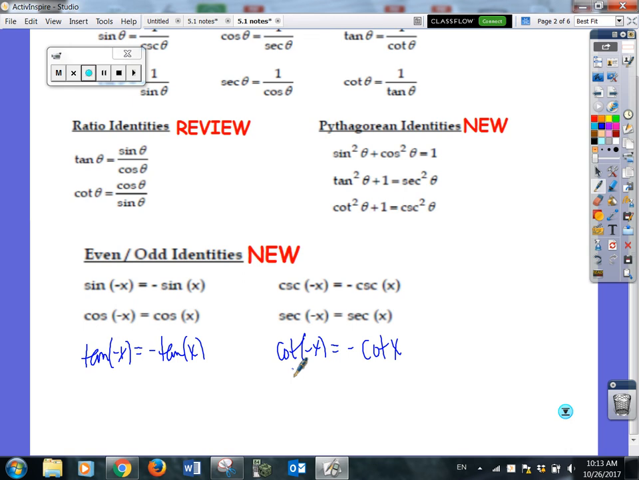And I can show you an example of that at the end today if you want to know how come that happens. We can plug values in off our unit circle, and you can see why that happens if you want to do that later.